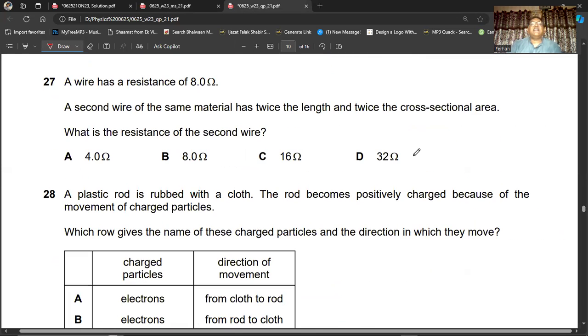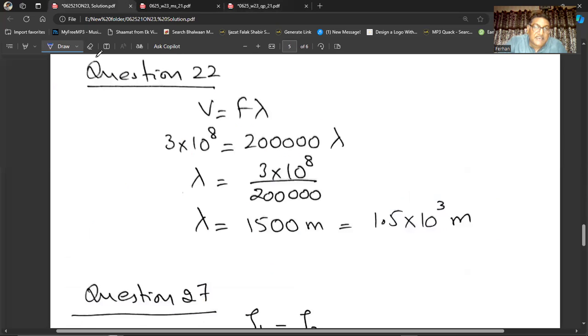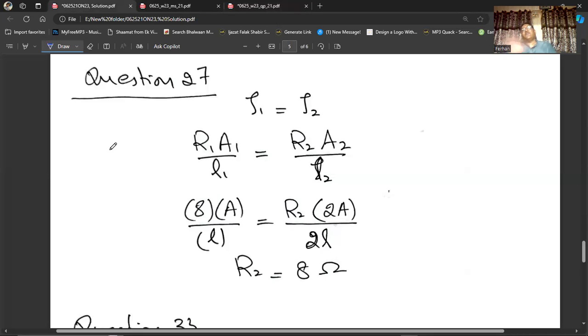Okay. A wire has a resistance of 8 ohm. A second wire of the same material has twice the length and twice the cross-sectional area. What is the resistance of the second wire? You see, because both the wires are made of the same material, their resistivity is the same. The resistivity of the first and the resistivity of the second wire are the same because they are made of the same material.